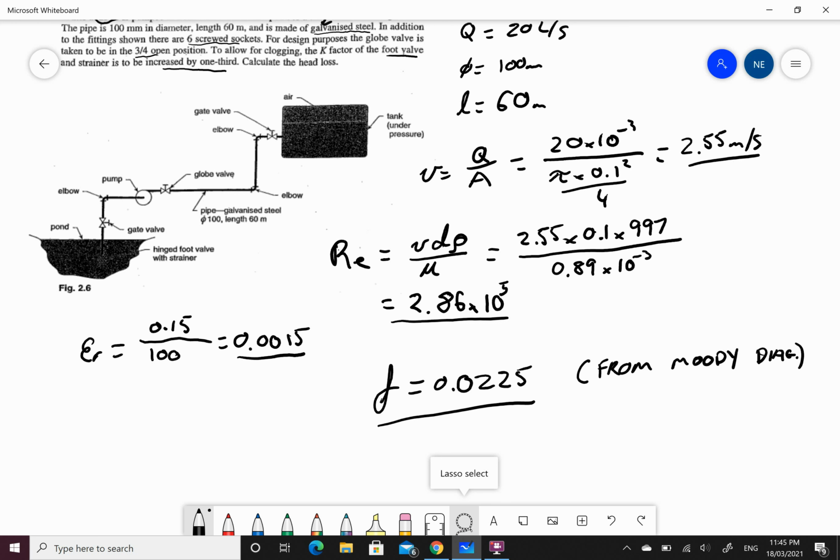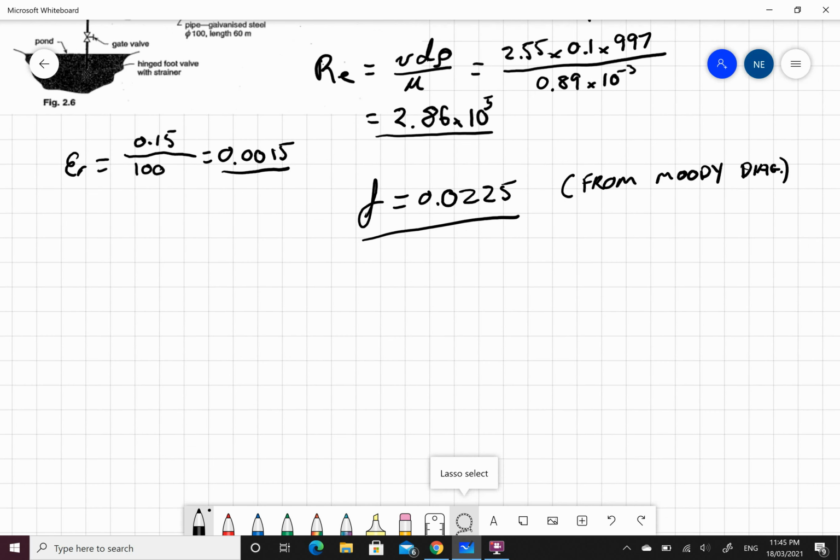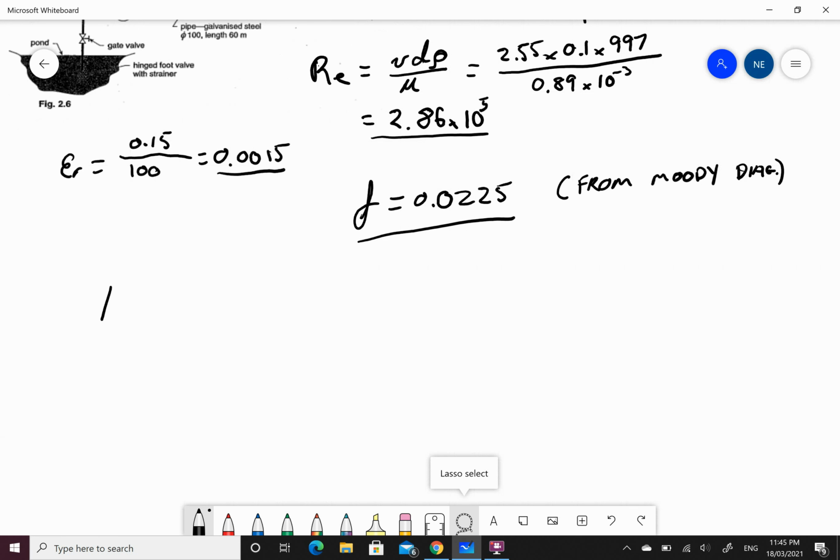Alright, so that's my friction factor. Now, once we've calculated this, what we can do is calculate our K value for our fittings, or we can calculate the head loss due to the pipes, which is probably what I would do. So my head loss due to friction is equal to f, the length divided by the diameter, V squared on 2g.